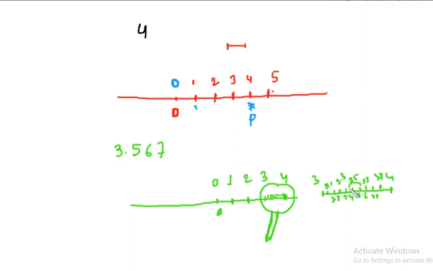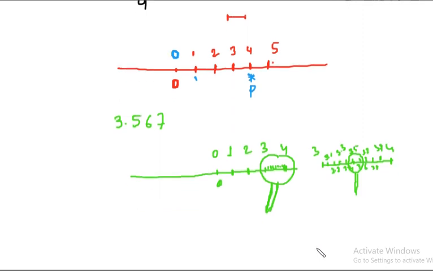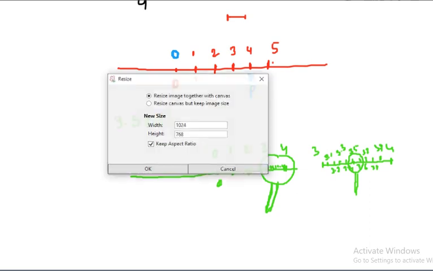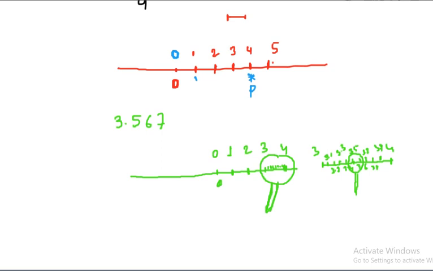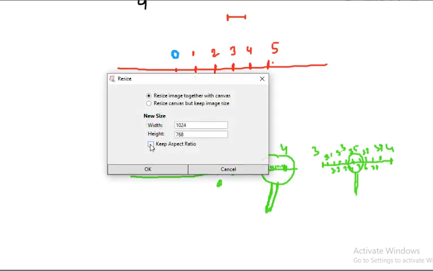You will magnify this portion again using the magnifying glass. Again magnify, and what will you get? You will get a line. Let me resize it, just one second. I will write 4000. Okay, cancel, and then file, resize. Okay, let me clear everything.